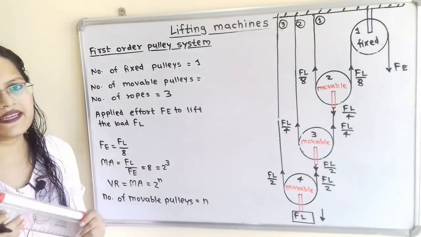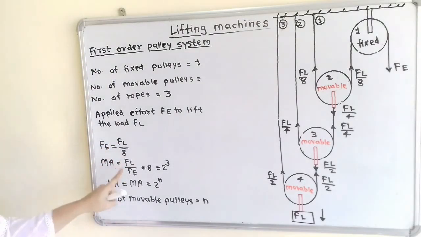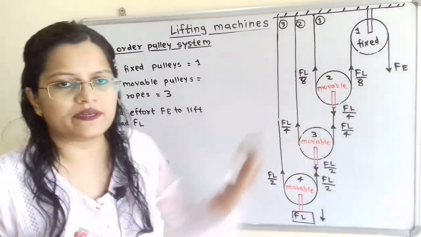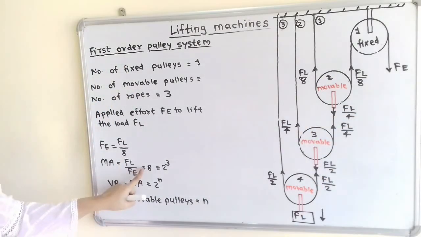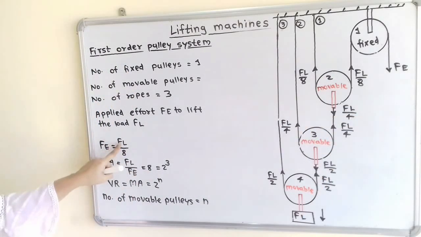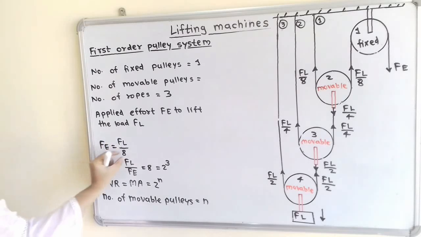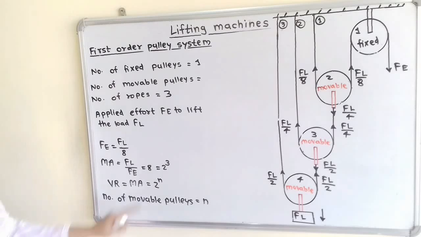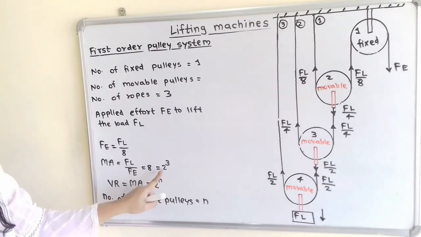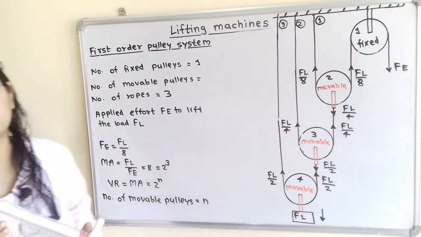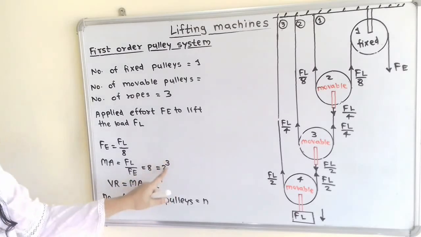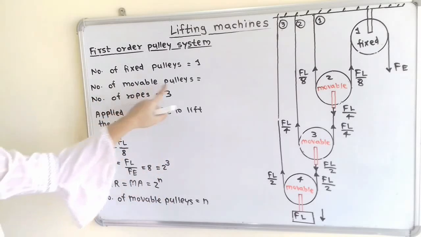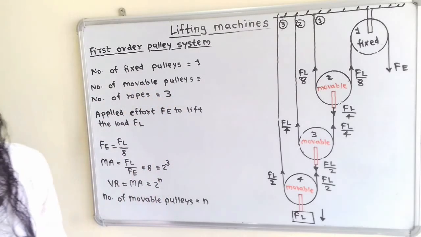Now what is the mechanical advantage? So we know that it is the ratio of FL by Fe. So FL by Fe is equal to, if we observe FL and if I take Fe to the denominator, then it is equal to 8. And how we can write this 8, which is also equal to 2 raised to 3. Now what is this 3? So we know that the number of movable pulleys is equal to 3.